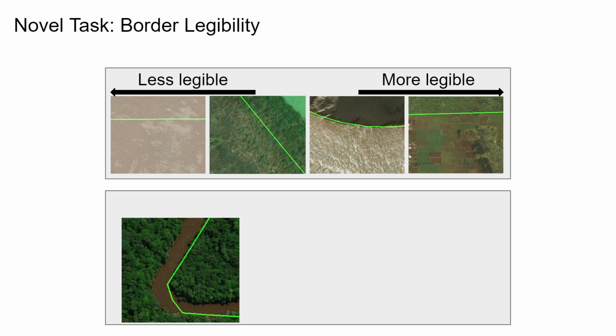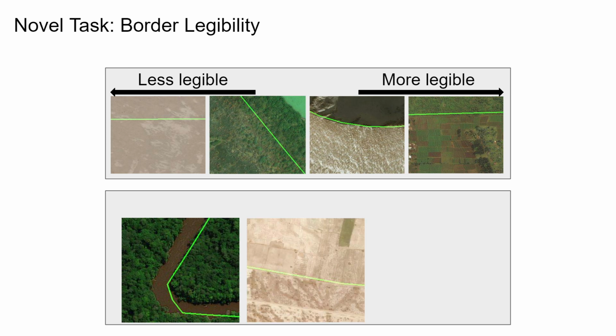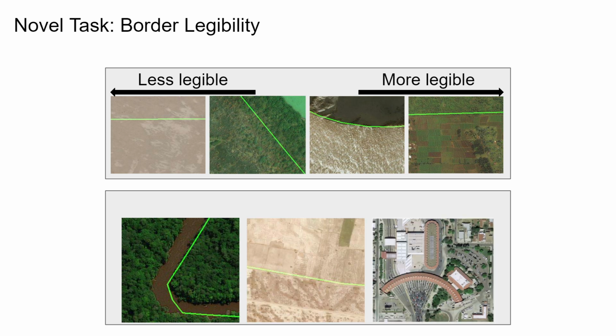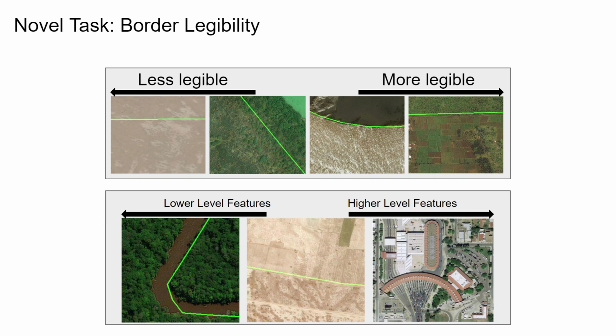However, some borders are legible because of higher level features. For example, sometimes there is a clear change in land use or border security infrastructure. We think this makes for an interesting vision task since the relevant features range from low to high level.